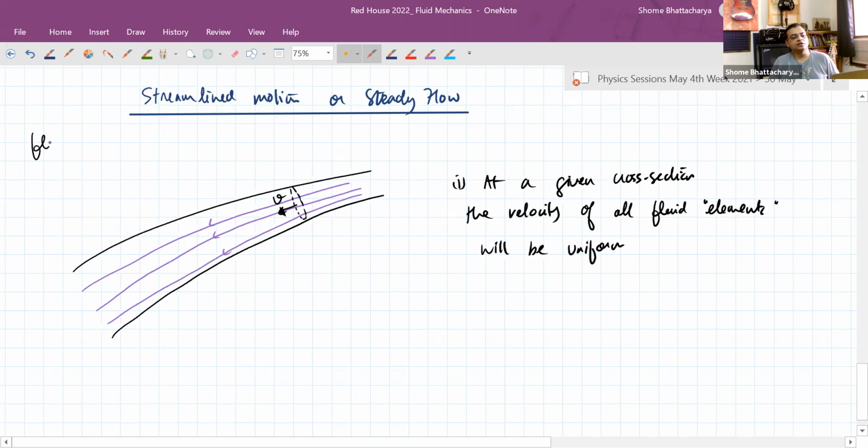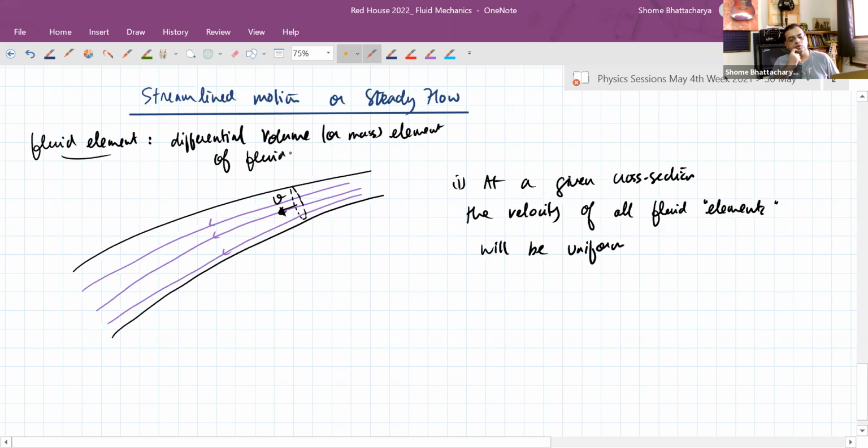So what we mean by fluid element, as we discussed before, is a differential volume or mass element. So at a given cross section, all the fluid elements that are crossing through will have the same value of velocity, both in terms of magnitude and direction. So the velocity vector of all fluid elements passing through a given cross section will be uniform.